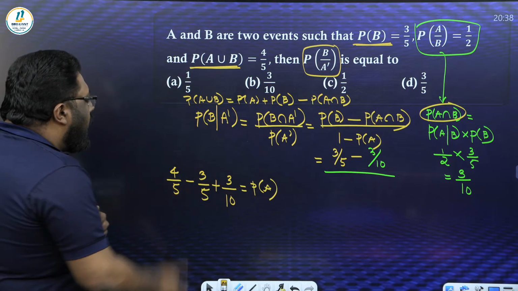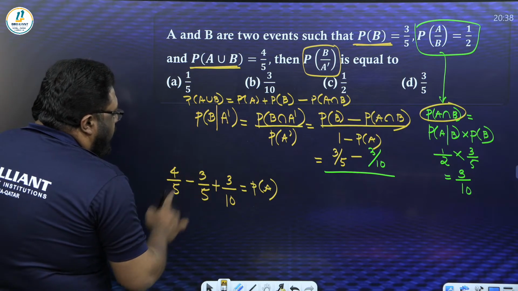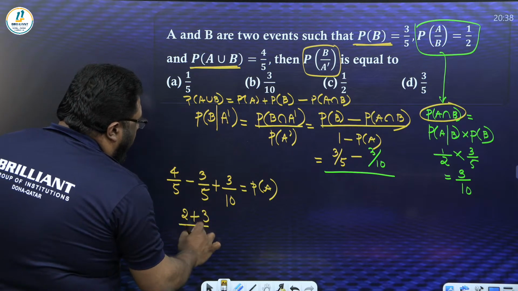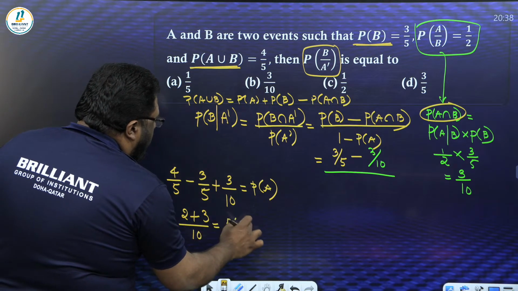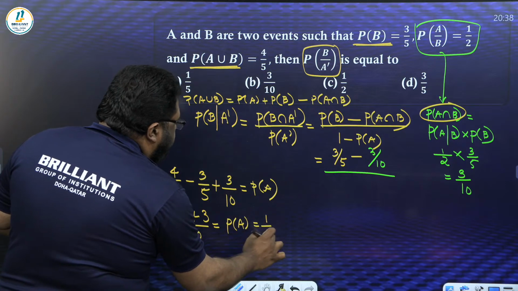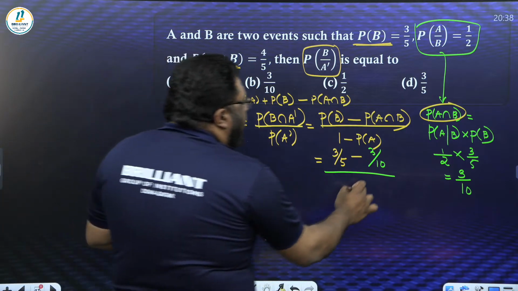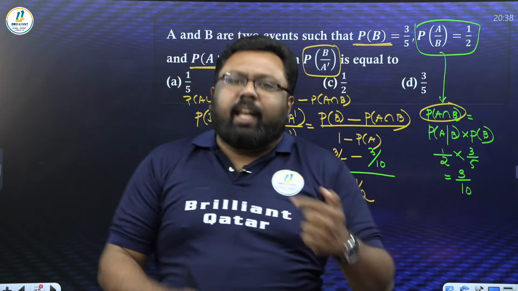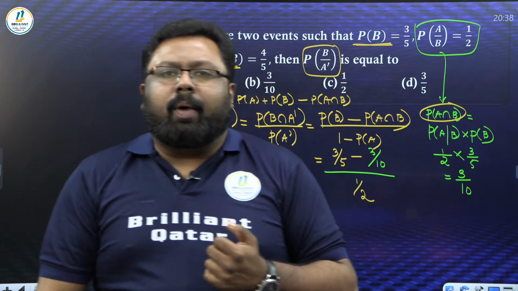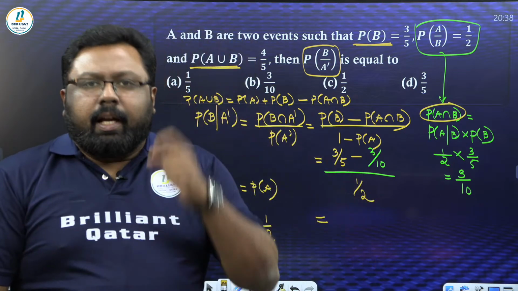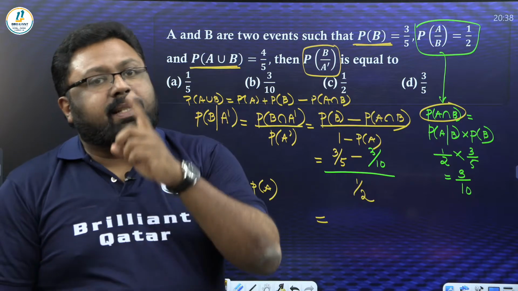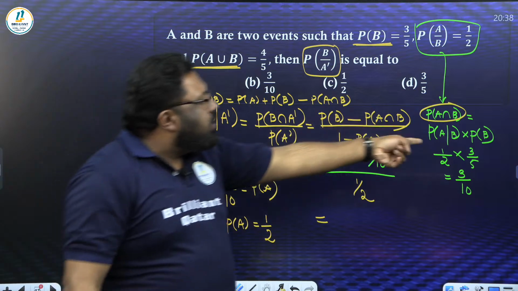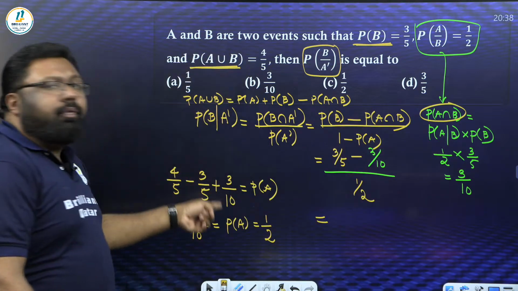So what is P of A? LCM 10. So 8 minus 6, 2 plus 3 by 10. So it is 1 by 2. So 1 minus 1 by 2, again 1 by 2. So see, they make you calculate everything. Don't say it's not going to come for 1 mark. It has come last year. Difficult calculation based probability question has come. You must anticipate it. So these are all, see, 2 formulas, one from multiplication theorem, one from addition theorem.